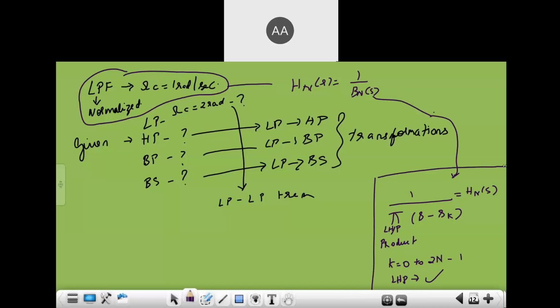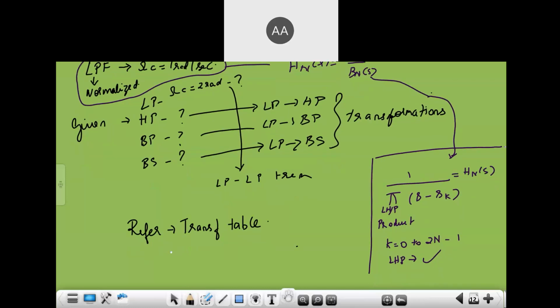Now the next step is how to do the transformation. For that, you have to refer to the transformation table, which I will give you. So if you complete this much, you are ready to do the analog design of the filter. The calculations of the Butterworth polynomial, all of you please do it, complete that table.